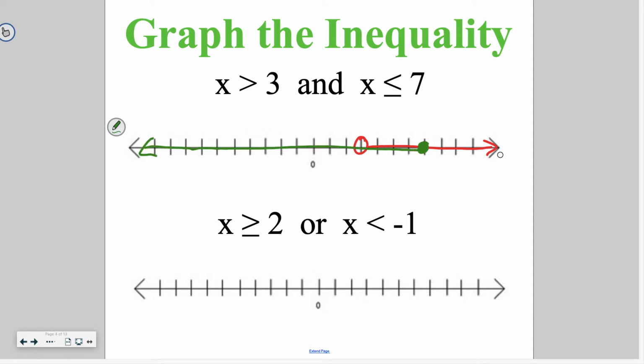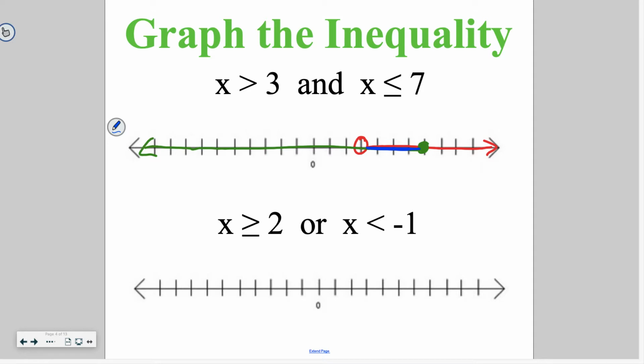So everything in the red works for the first inequality, everything in the green works for the second inequality. Because they're connected by and, we're only concerned about the area that works for both. So when you're doing a paper pencil version, you would need to highlight that. In your online book assignments, you would just simply graph between those 2 points.